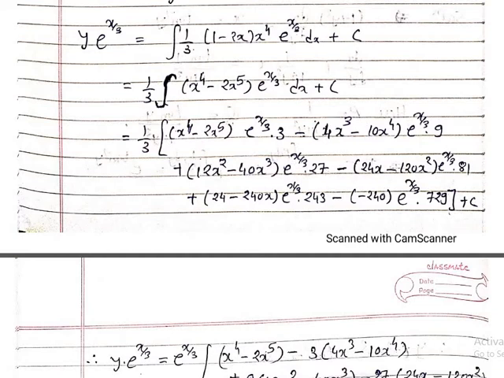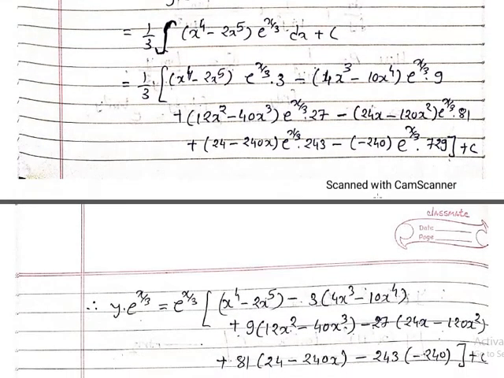Again differentiation of this one, that will be 24 minus 120x square. Again the integration of this term, that will be e raised to x by 3 into 81. Again differentiation of this one, that is 24 minus 240x into e raised to x by 3 into 243. And again differentiation of this one, that is minus 240 into e raised to x by 3 into 720. Now again derivative of this term will be 0. So here we are going to stop.